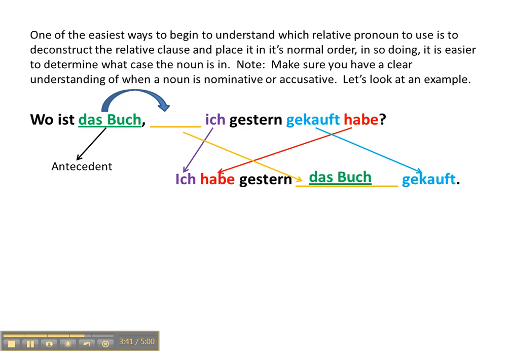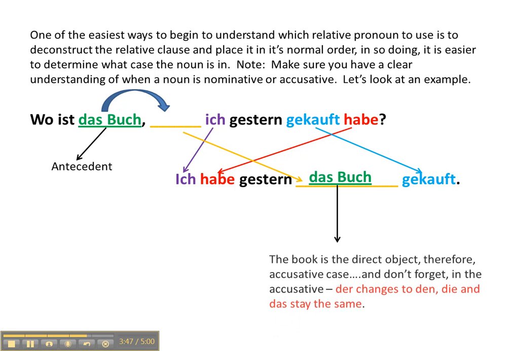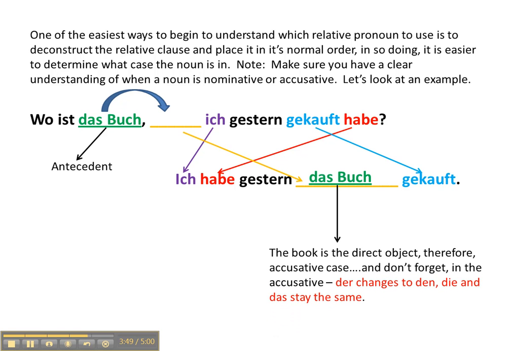And we can see that the Buch here is going to be the accusative case because it is receiving the action of the verb. I bought what? The book. So in this case, our answer is wo ist das Buch, das ich gestern gekauft habe?